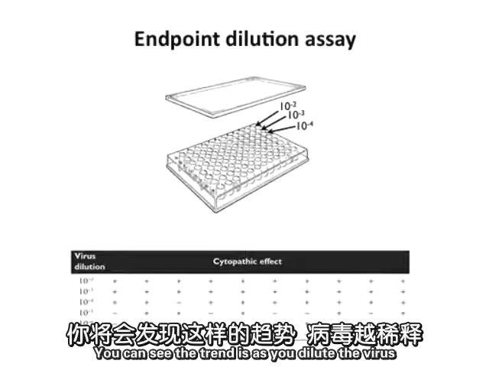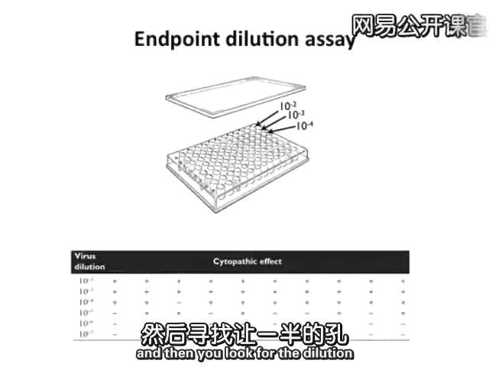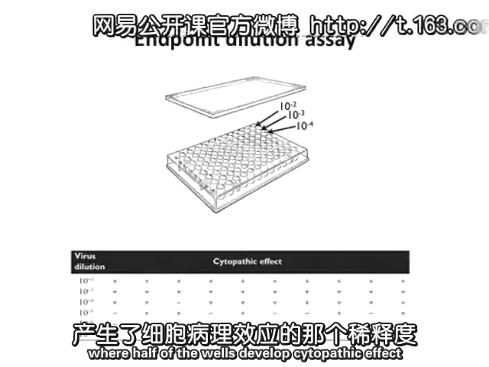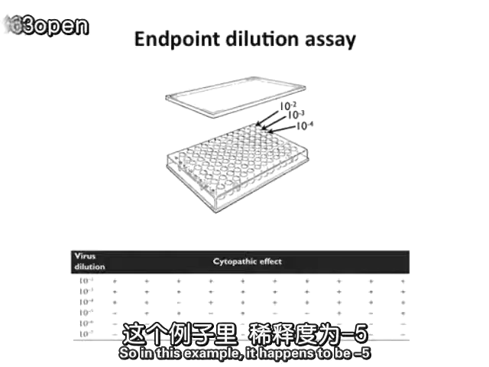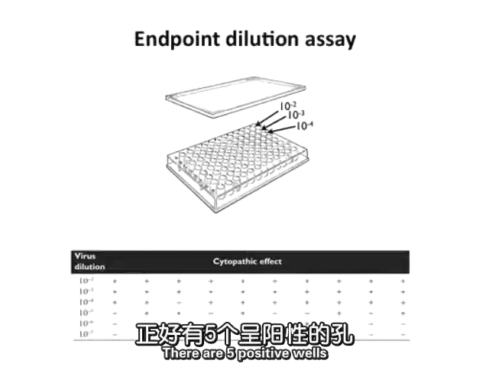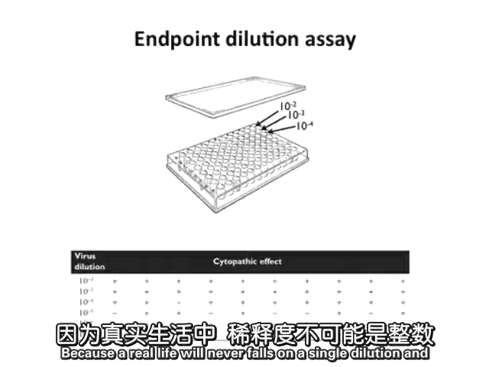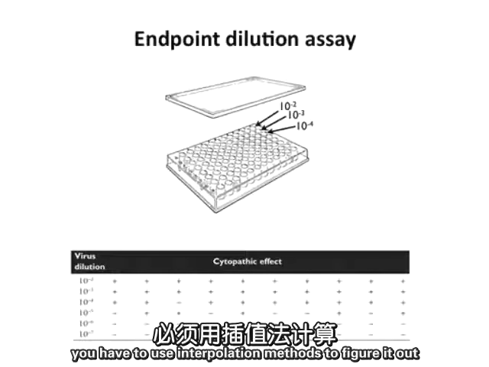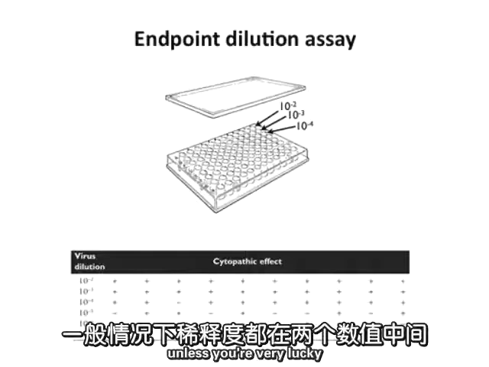You can see the trend is, as you dilute the virus, fewer wells have cytopathic effect. And then you look for the dilution where half of the wells develop cytopathic effect. So in this example, it happens to be minus 5. There are 5 positive wells. That's because I made up this example; in real life it never falls on a single dilution, and you have to use interpolation methods to figure it out. It's usually between 2 dilutions, unless you're very lucky.